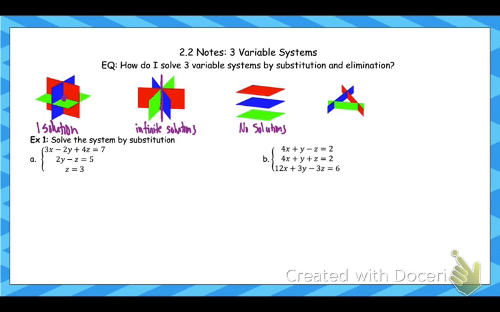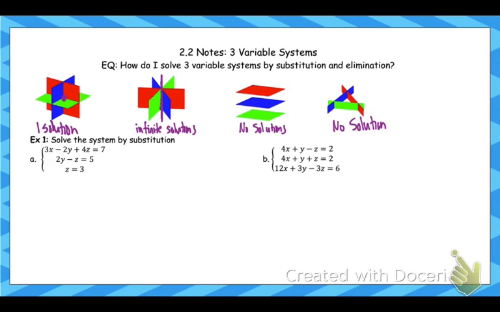All right, now let's look at this last picture. This last picture is, again, what makes these 3 variable systems a little unique. Just because the planes aren't parallel, there's still no solution here, because there's not one place where all 3 of those planes intersect. So this is still a case of no solution. They don't have to be parallel like they did for lines. They just don't have one common point of intersection of all 3 planes.